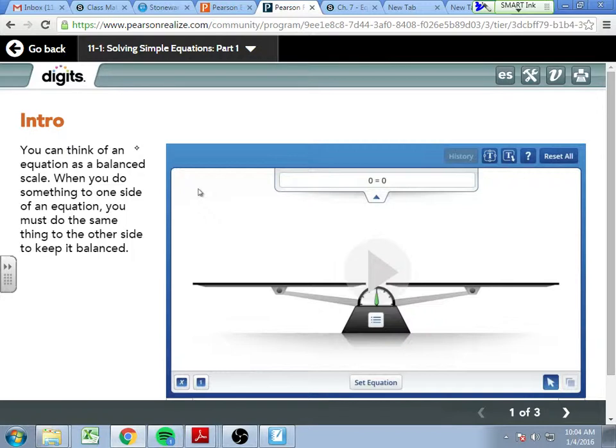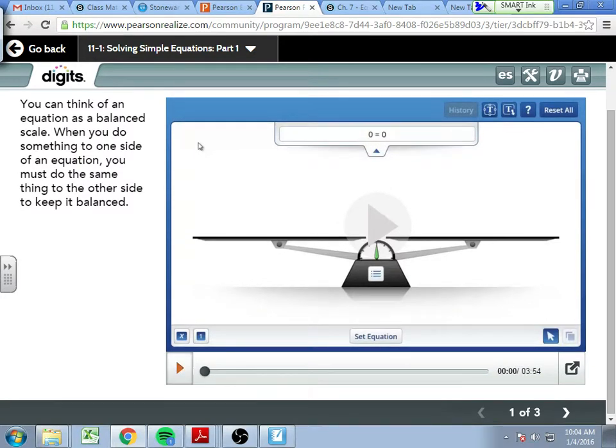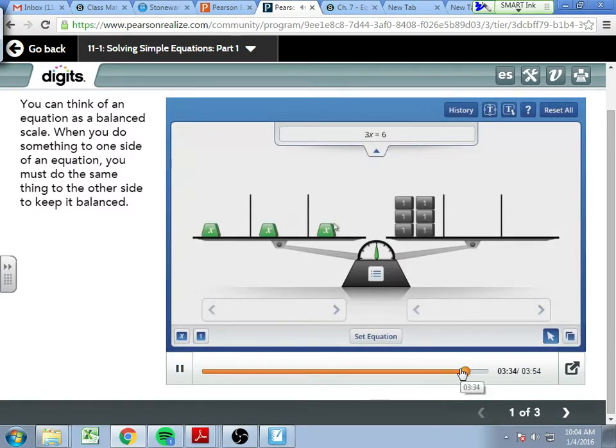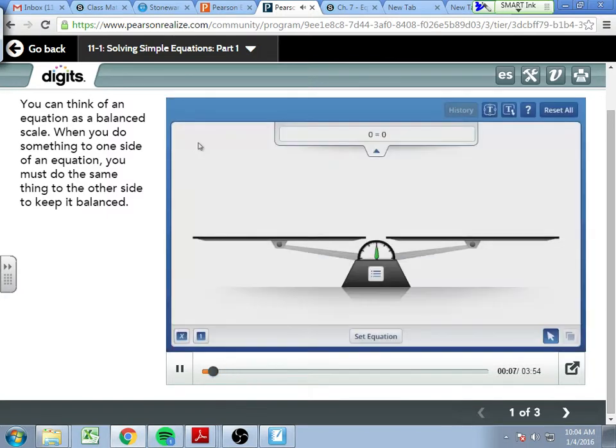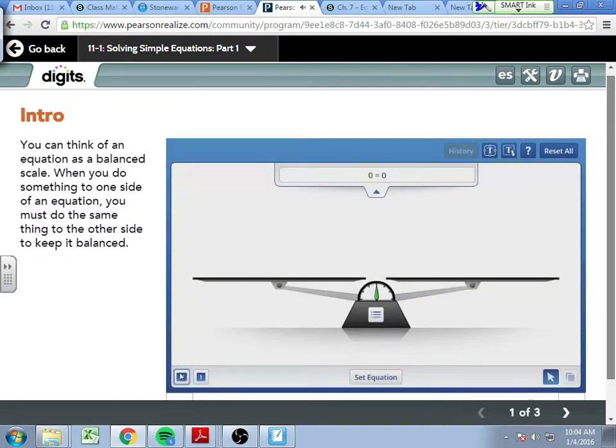Thank you. So, on here, I meant for this to already play. I want you guys to see that, likewise, you can add tiles to each pan balance tool to model and solve equations, and you can add x and.